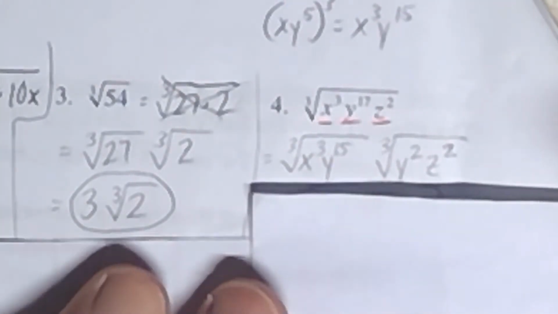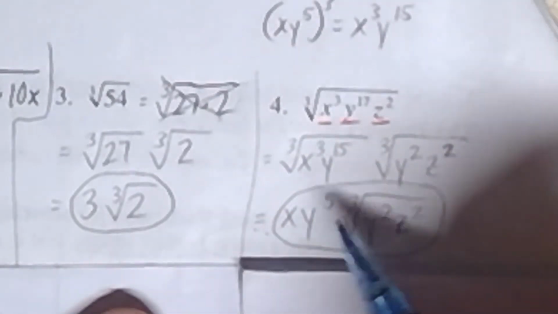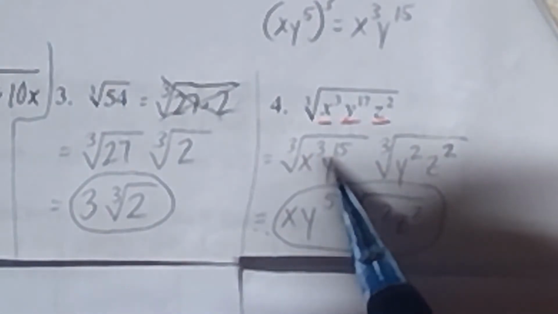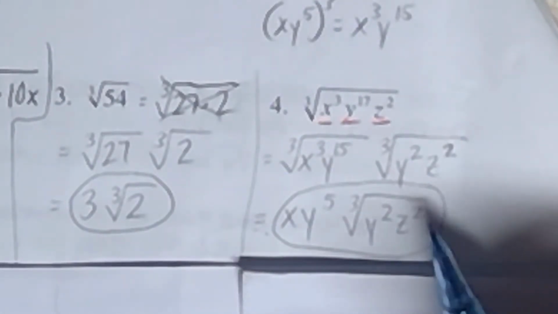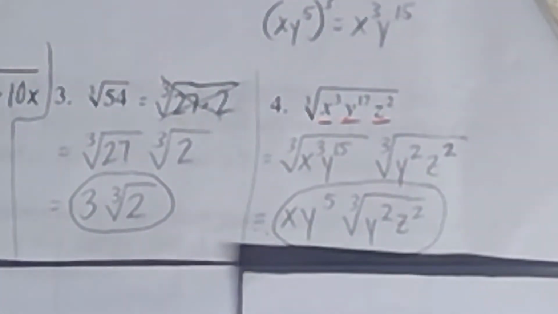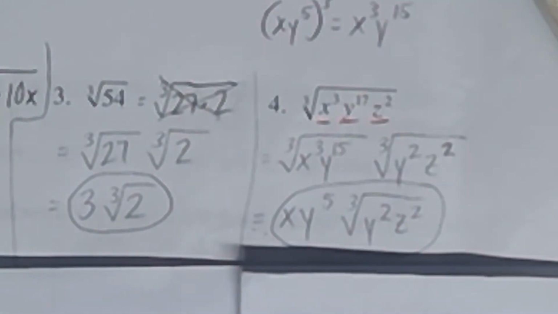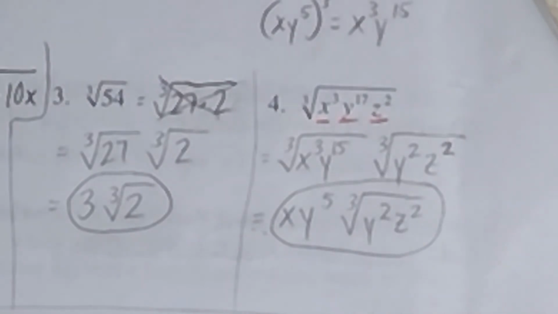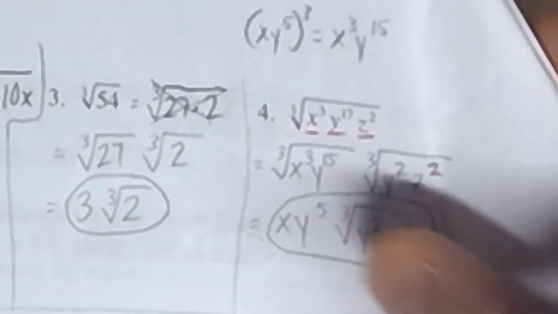Now that I've split it, I evaluate the first radical, and I get xy to the 5th, because that's the thing that you cube to get x3y15. And then the other radical, of course, stays the same. So that is 1 through 4. All right. Now, let's take a look at 5 through 8 together here.